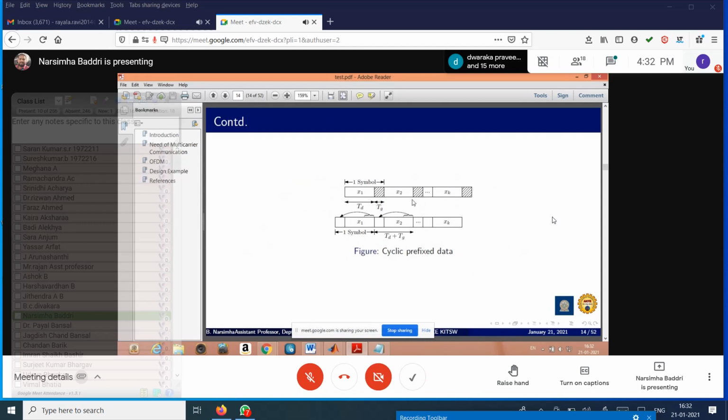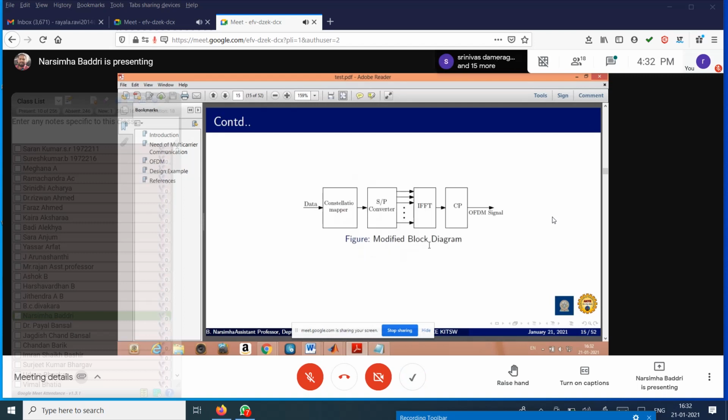So this is a way of representing the cyclic prefix data. X1 is a symbol. Instead of taking a guard band, we take some portion at the end of the symbol and insert it at the start of the symbol. So now the block diagram becomes like this: data, constellation mapper, serial to parallel converter, and then IFFT followed by CP. This will be the OFDM signal. This is the modified block diagram with the introduction of CP.